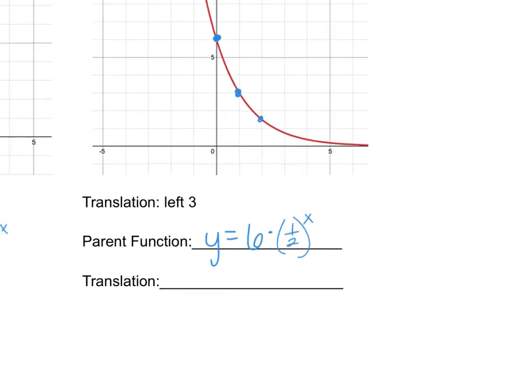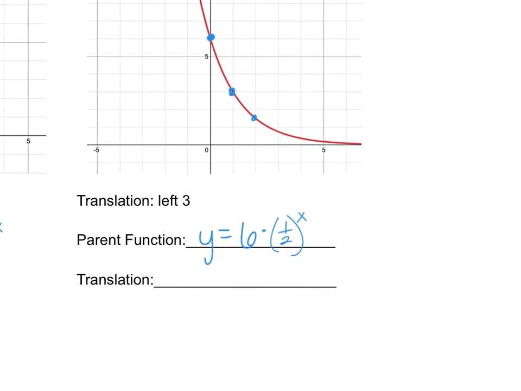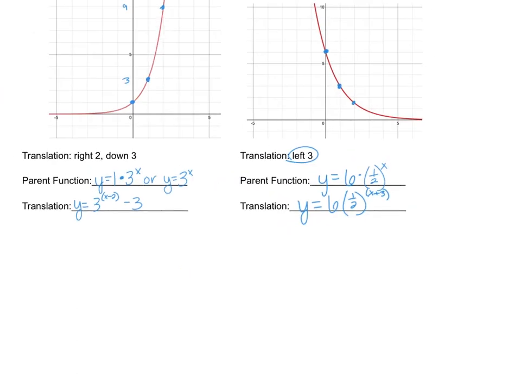Okay, so now we got to do the translation. How would you do that function right there? Left 3, well, that would be y equals 6 times 1/2 in parentheses to the x left. If you're going left, that's plus 3. Fun, right?